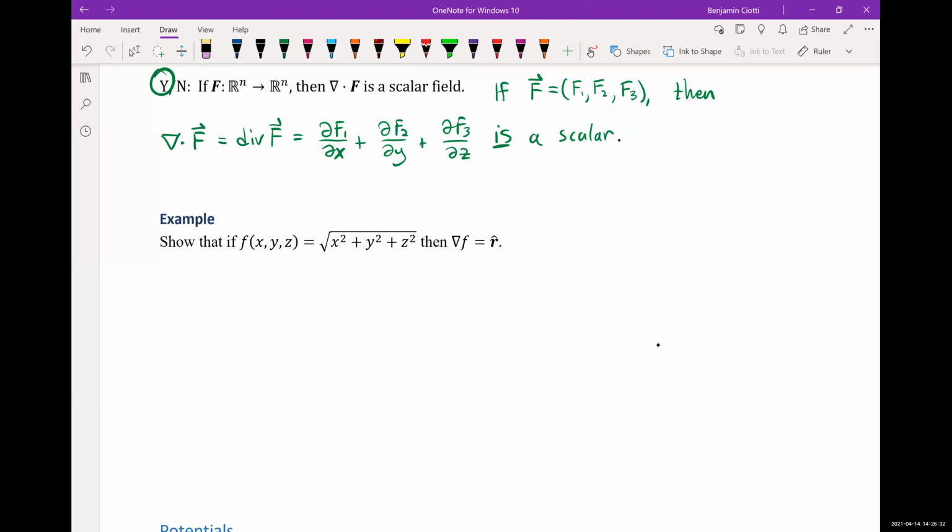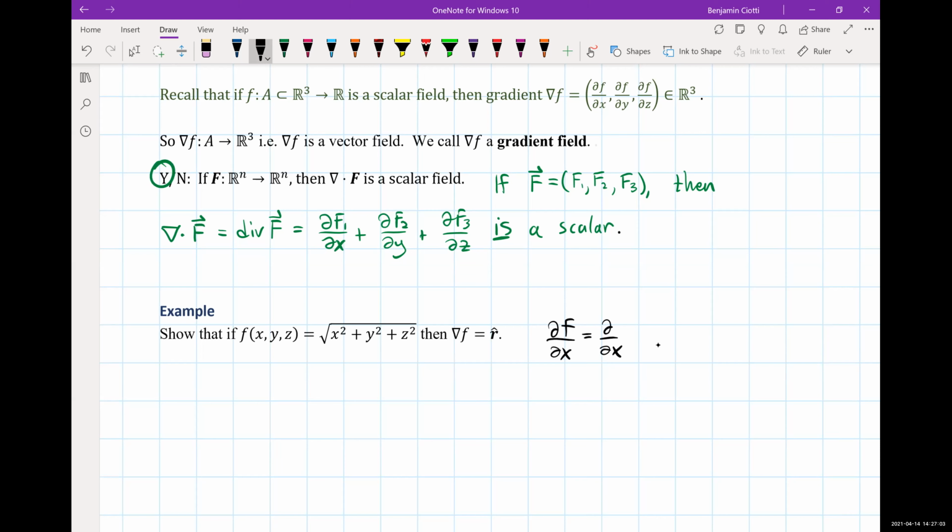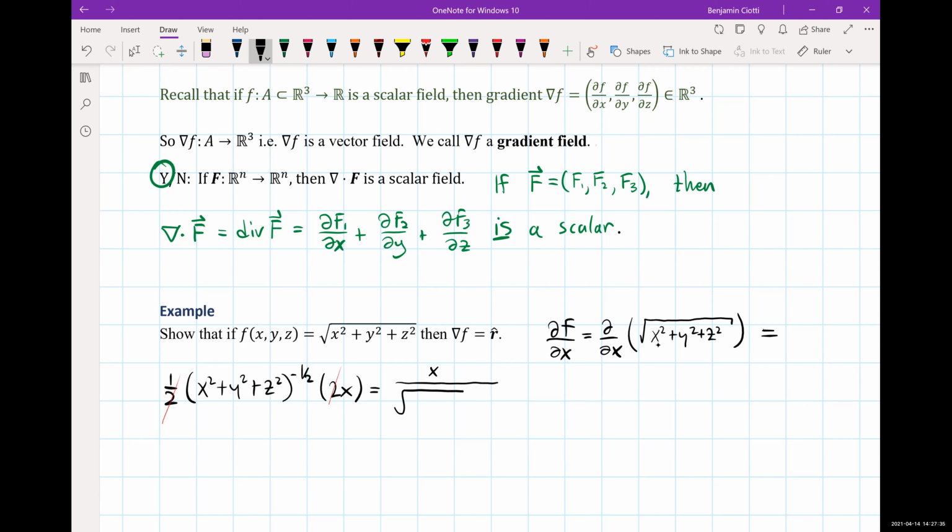Perhaps I should just start calculating the gradient of f. I wrote the formula right up here. So I guess I need to take 3 partial derivatives. Let's just start with x and see what it looks like. So the first component of the gradient will be partial f partial x. That is partial x of this whole big square root expression. So this will end up being 1/2 times x squared plus y squared plus z squared to the negative 1/2, and then by the chain rule, I'll get a 2x. The 2's cancel. So I could write this as x over that whole big square root thing.